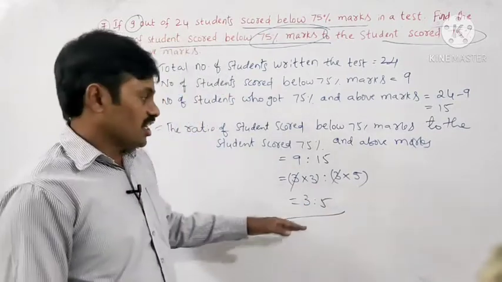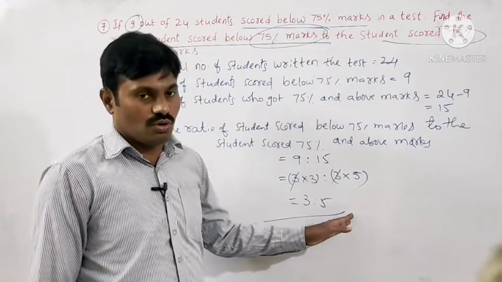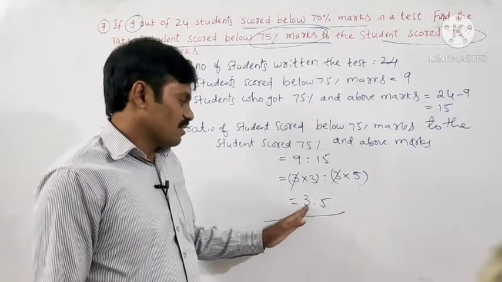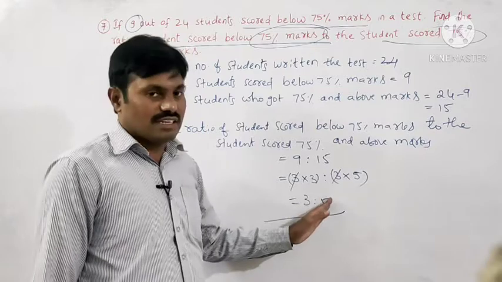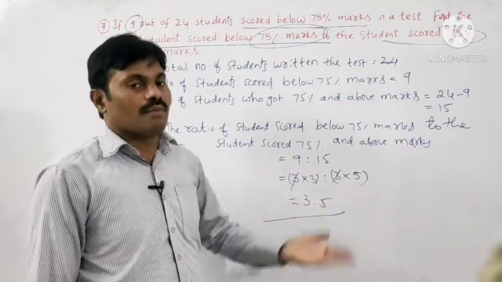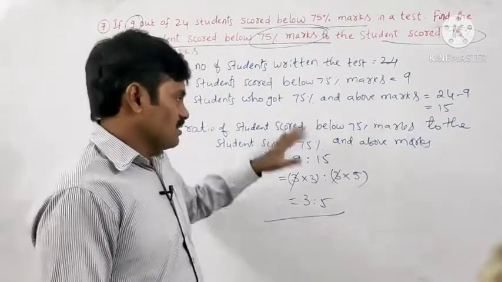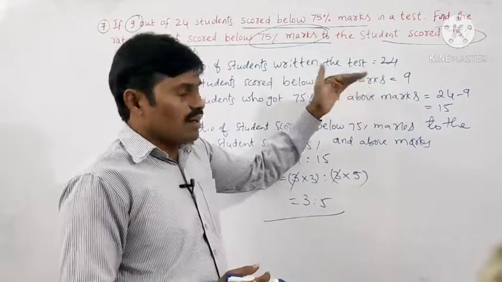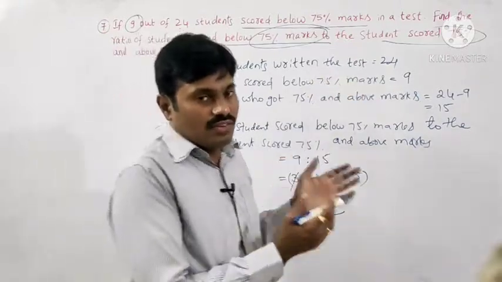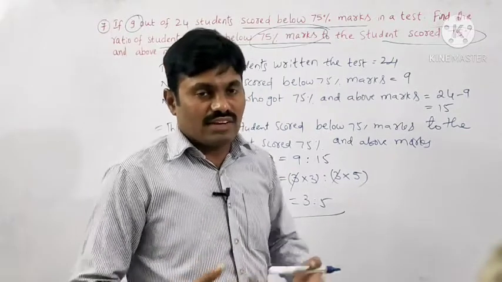So in which ratio are they in the class? Yes, they are in 3 is to 5 ratio. So if 3 students got below 75 marks, 5 students got 75% and above marks. Okay, is it clear? Yeah, very simple like this. If we consider a real life example, for example, if we used to write FA tests and essay tests.